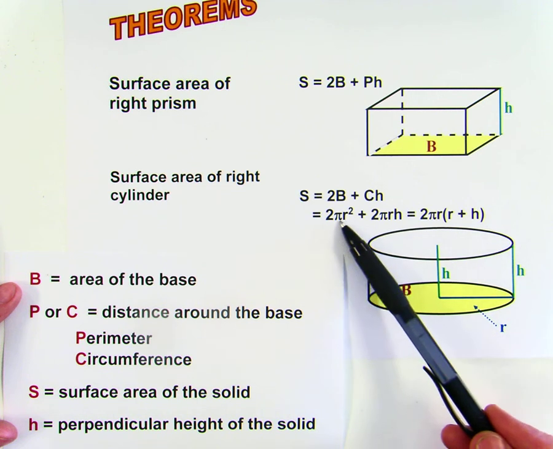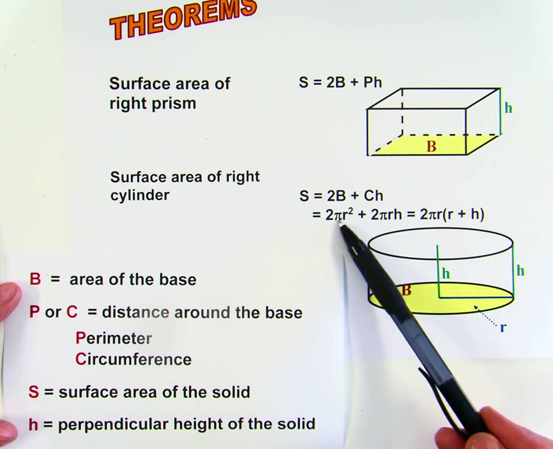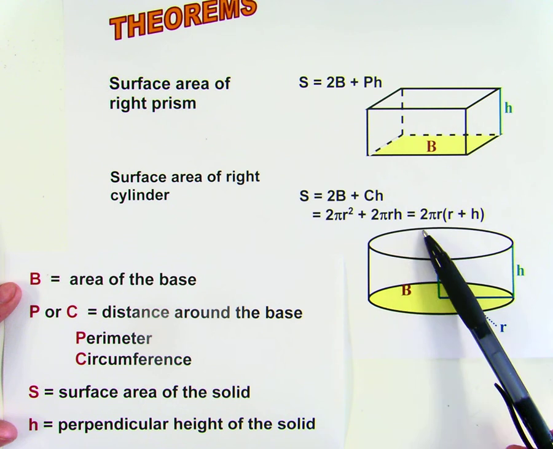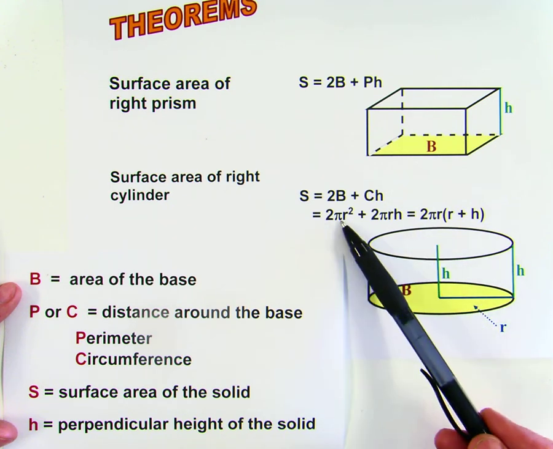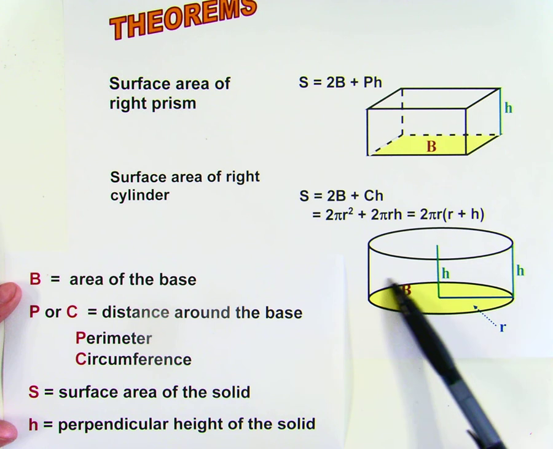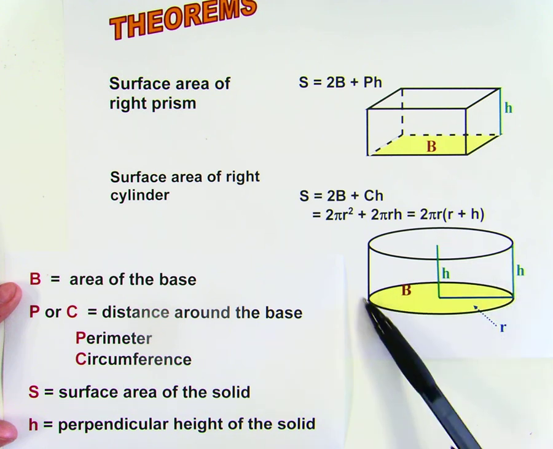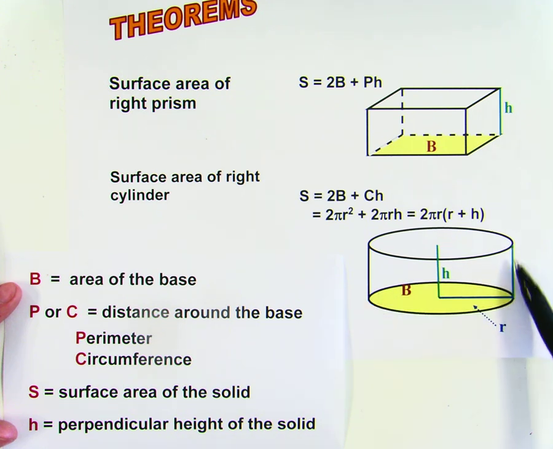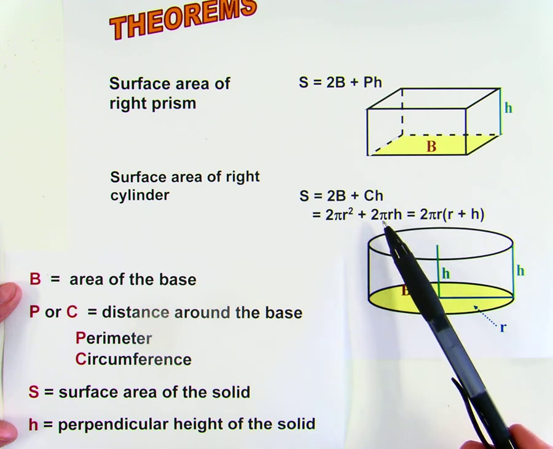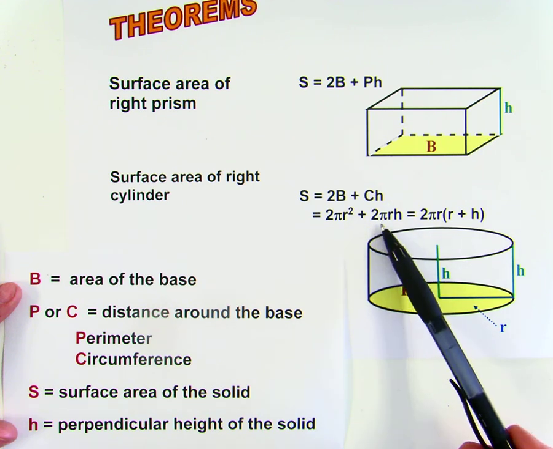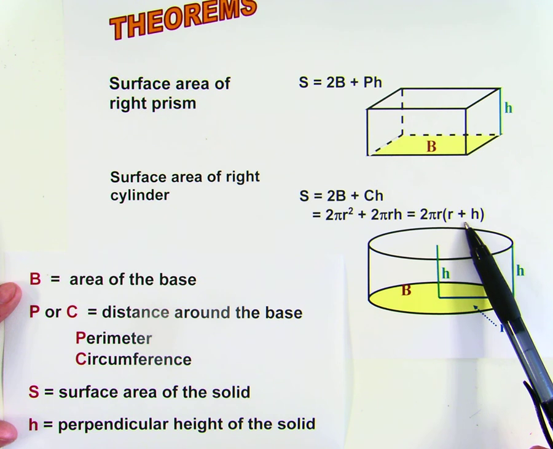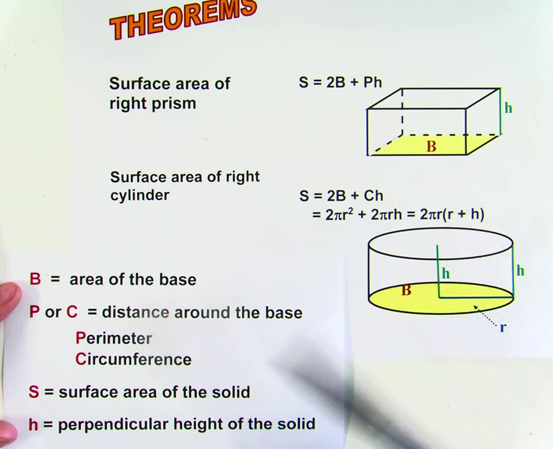But also notice that this is 2 times the base. Pi r squared is the area of the circle, that's the base. One for above, one for below, that's 2 pi r squared. 2 pi r is the circumference of the base. Circumference, 2 pi r, times the height. So that's the label. That's the rectangle, that's the label, the lateral surface area. And this is just written with a little distributive property to make it a little bit easier to calculate.